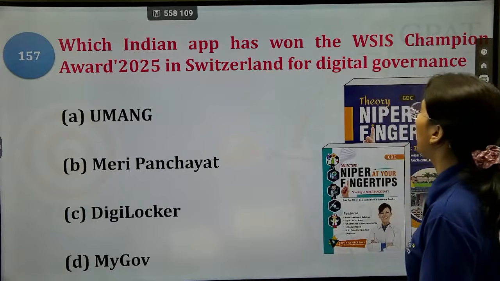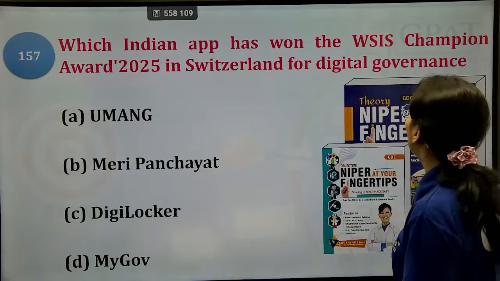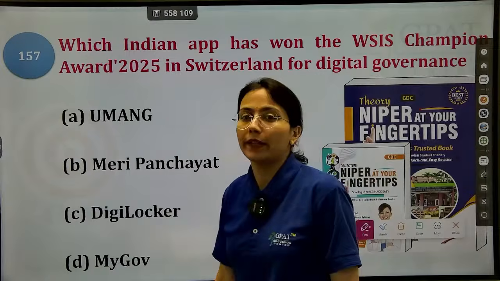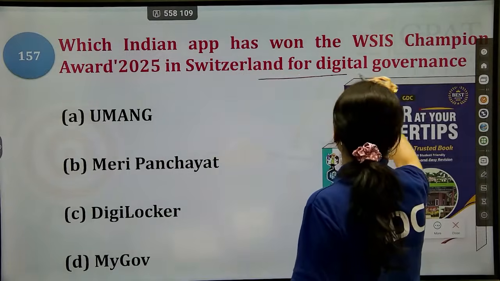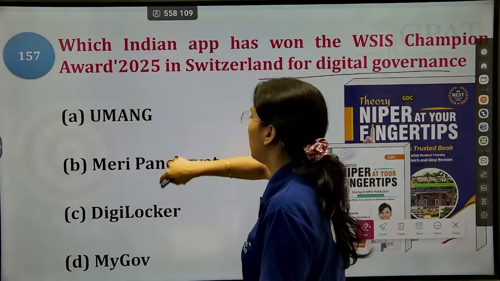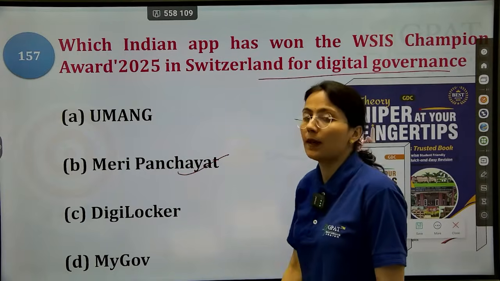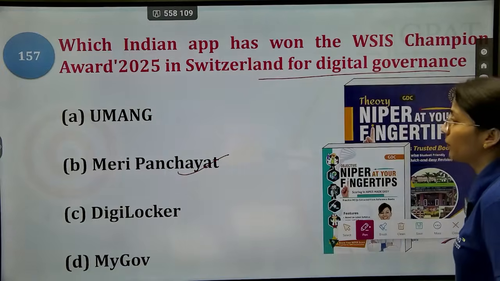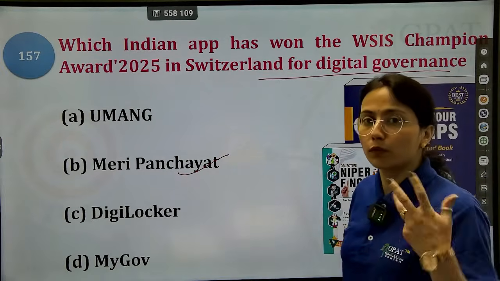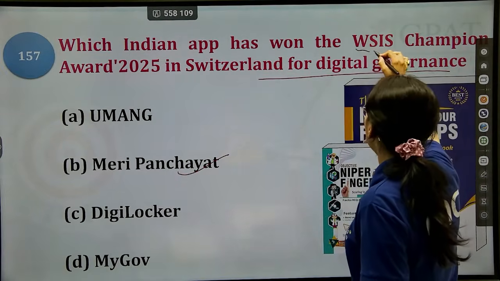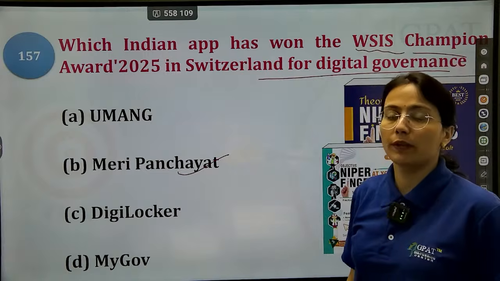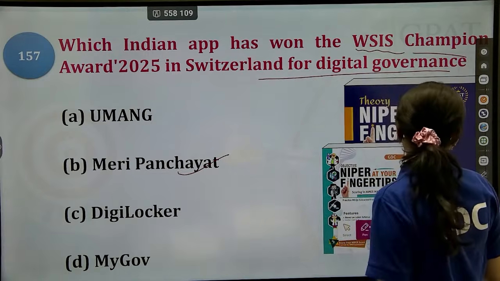Which Indian app has won the WSIS Championship Award 2025 in Switzerland for digital government? Umang, Meri Panchayat, DigiLocker, My Government. So the correct answer is Meri Panchayat. The Meri Panchayat app has won the WSIS Championship Award 2025 in Switzerland for digital government.